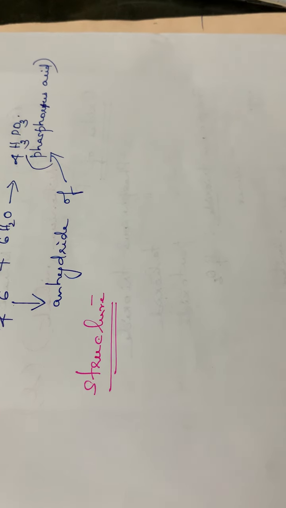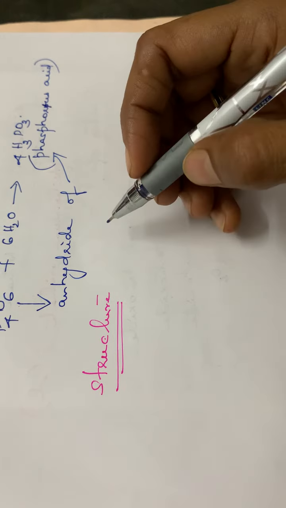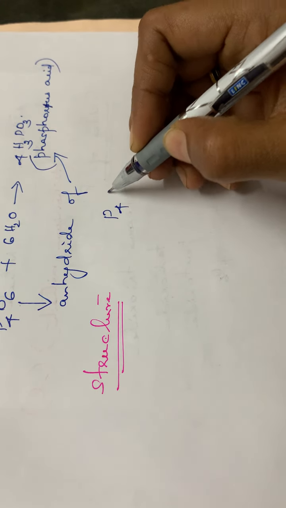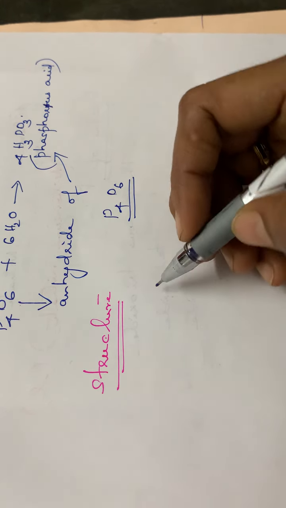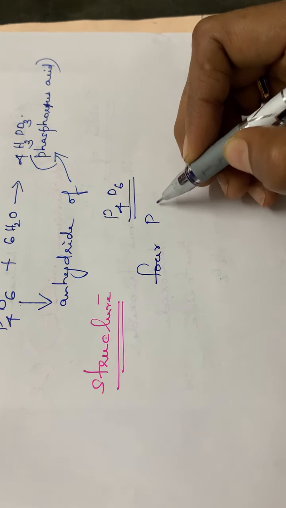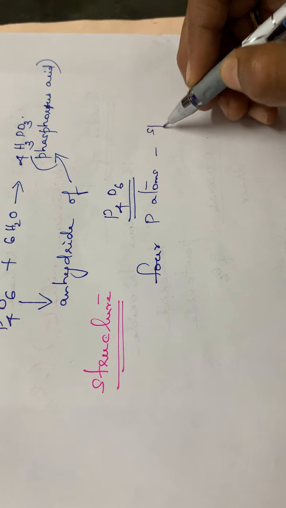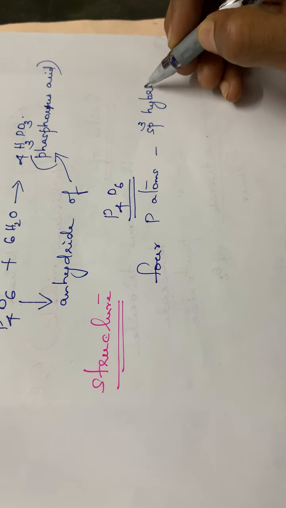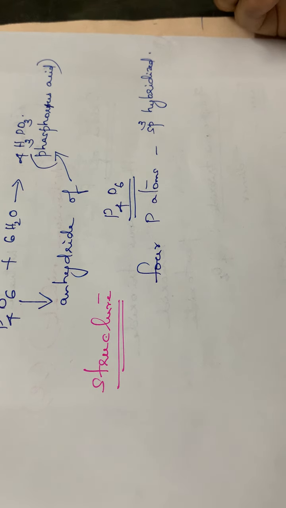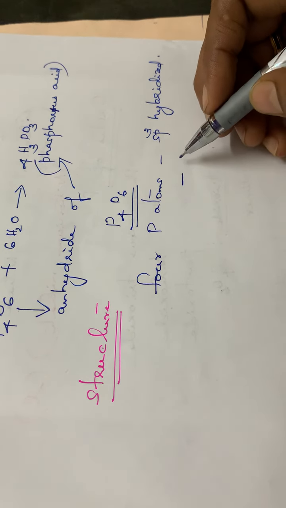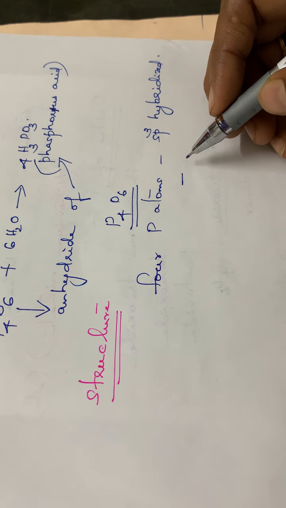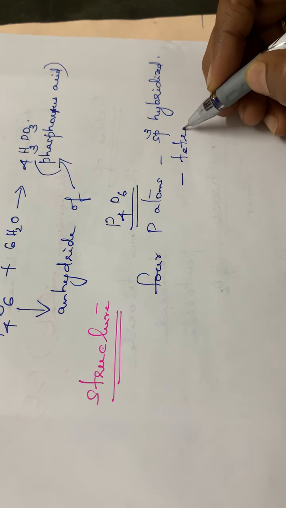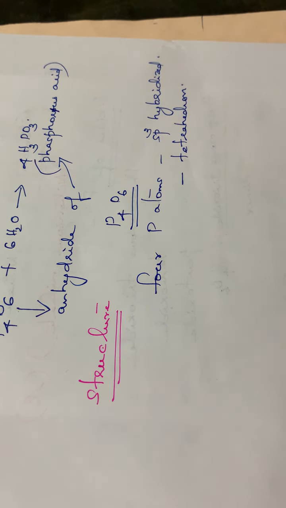Structure of phosphorus trioxide. Here you have to draw the structure of this phosphorus trioxide, and see there are 4 phosphorus atoms, isn't it? P4O6. These 4 phosphorus atoms are sp3 hybridized. sp3 hybridization means the geometry will be a regular tetrahedron. So the phosphorus atoms will be directed towards the corners of a regular tetrahedron.